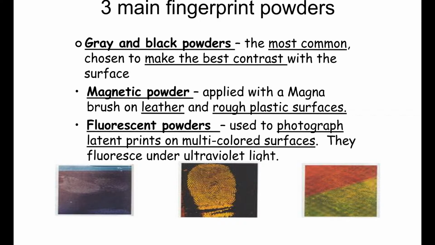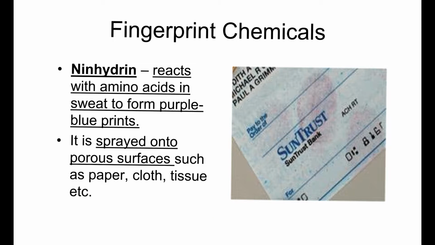Then the last grouping of powders would be fluorescent powders. We especially use those when we need to photograph a latent print, and if that print is on a multicolored surface. So the fluorescent powder, when we take the picture, will show off different colors in the picture based on the background. When we look at them under UV light, we'll be able to see it a little bit better.